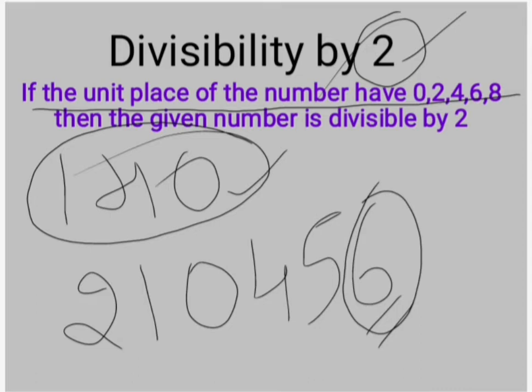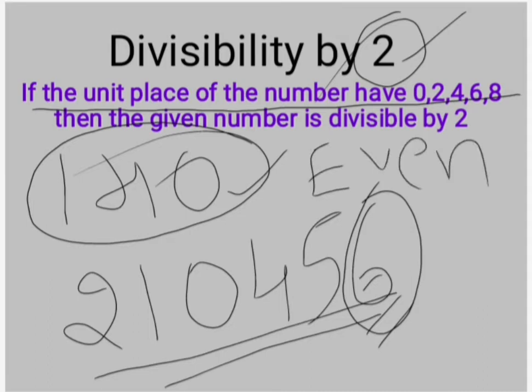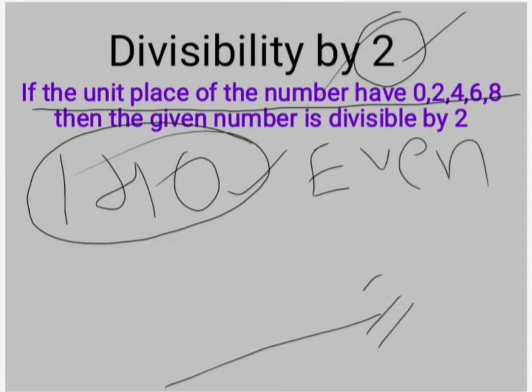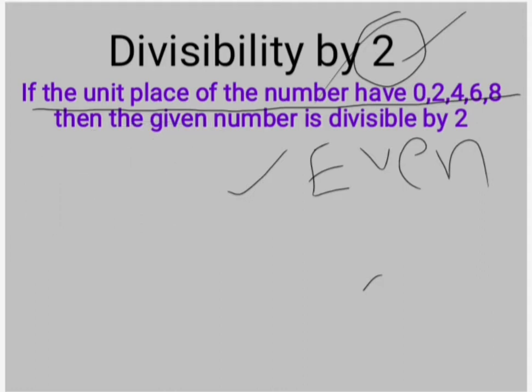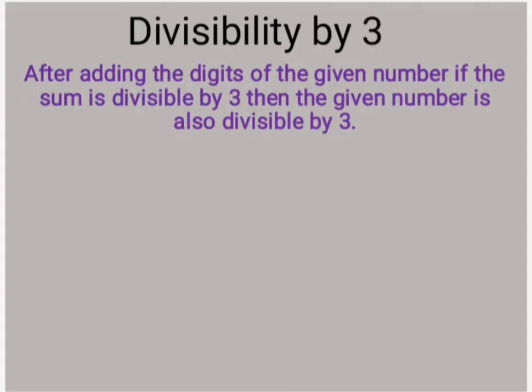So if you get 6 in the unit place, it means this whole number is divisible by 2. Simply we can say that if the given number is an even number, then the number is divisible by 2. That is the concept of the divisibility rule by 2. If it is an even number, then without doing any division, the number is divisible by 2.